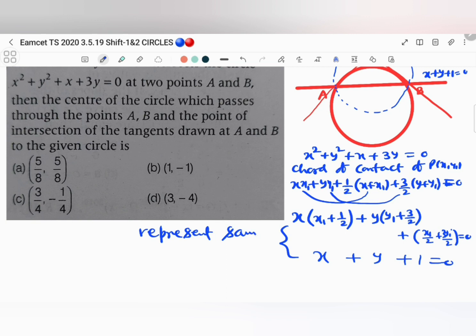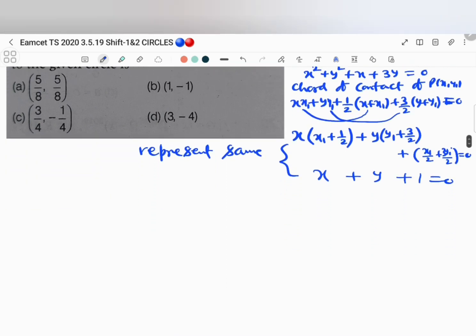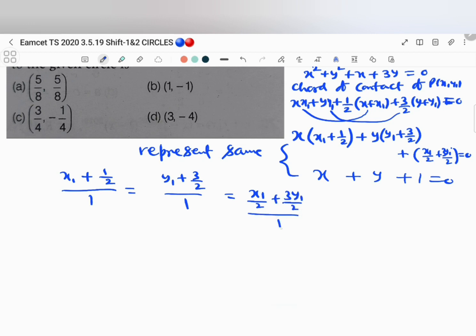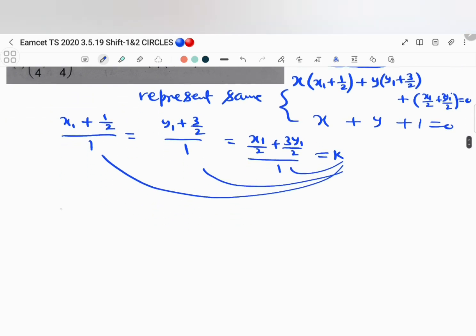Whenever the lines represent the same line, their coefficients are proportional. So x1 plus 1 by 2 by 1, y coefficients, y1 plus 3 by 2 by 1, is equal to x1 by 2 plus 3y1 by 2 by 1. This is equal to some k if you take it. Equating these, x1 is equal to k minus 1 by 2, y1 is equal to k minus 3 by 2.